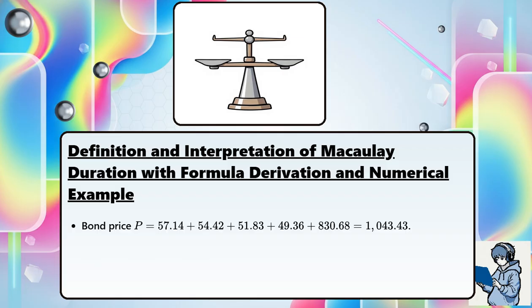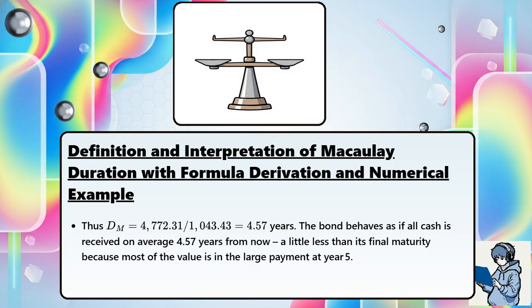Bond price P equals 57.14 plus 54.42 plus 51.83 plus 49.36 plus 830.68 equals $1,043.43. Sum of t times present value equals $4,772.31. Thus D sub M equals 4,772.31 divided by 1,043.43 equals 4.57 years. The bond behaves as if all cash is received on average 4.57 years from now, a little less than its final maturity because most of the value is in the large payment at year 5.